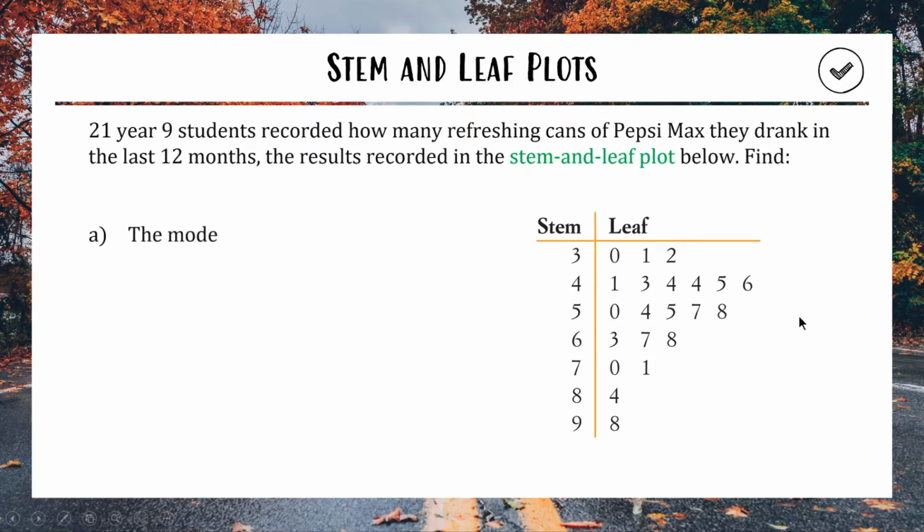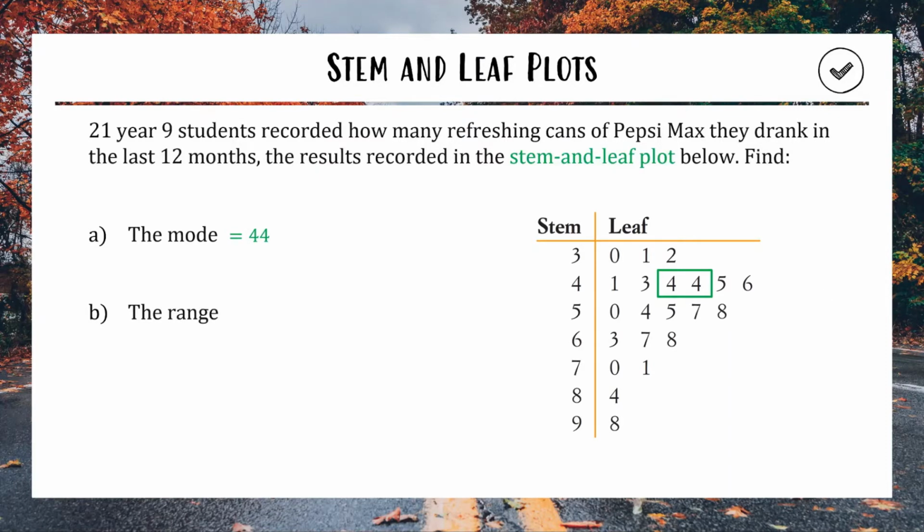So here's our stem and leaf plot. We're going to start off by finding the mode. So is there any score that is occurring more than the others? Well, we can see right here, we've got a pair of 4s, which means this 44 is happening twice. So that must be our modal score. So 44 is the mode.